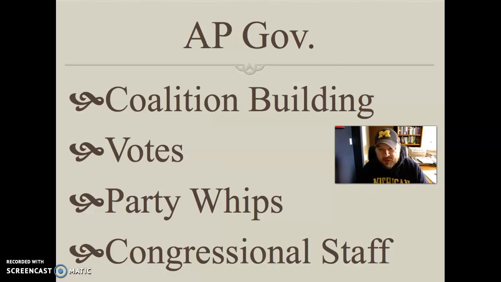There's 100 senators. You've got to get 51 votes. In the House of Representatives, there's 435 representatives. It means you have to get 218 votes, or the majority of who votes. Assuming all 435 vote, you've got to get 218 of those, which means you have to build a coalition.